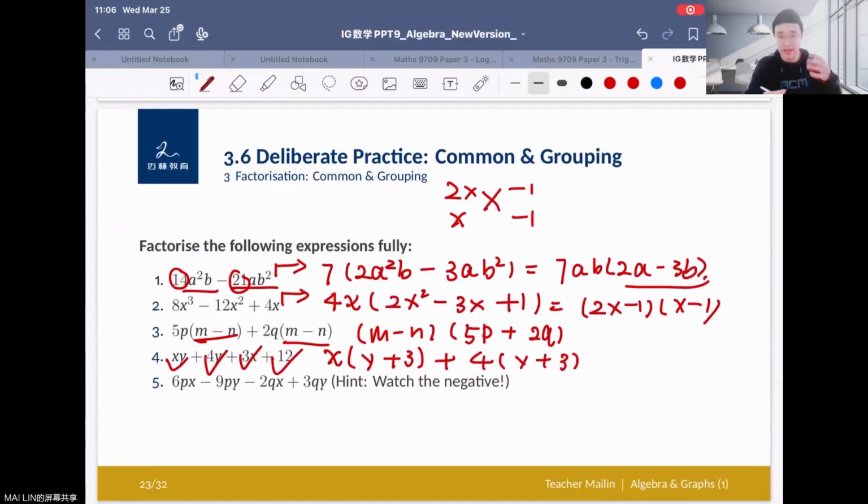Now you can find x times y plus 3 and 4 times y plus 3 both have a common factor, y plus 3. So here you can just extract it out. So it's y plus 3 times x plus 4. That is the common factor right here.